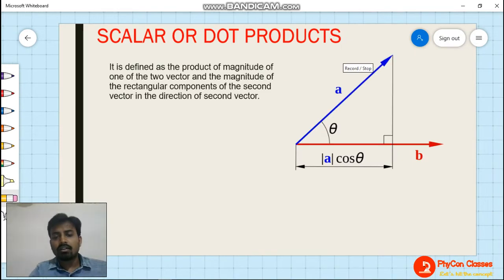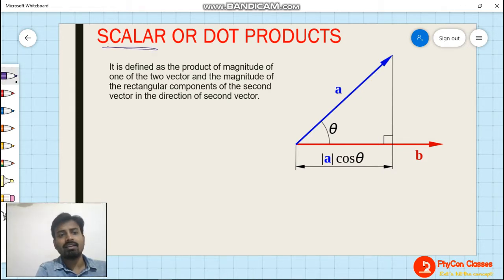Understand? Now let's talk about scalar or dot product. So scalar or dot product, by the name itself, the final answer is going to be a scalar value. Clear? Now how is it defined? It is defined as the product of magnitude of one of the two vectors. That means if we have vector A and vector B, so product of magnitude of one of the vectors. So either take A or take B. I am taking A.